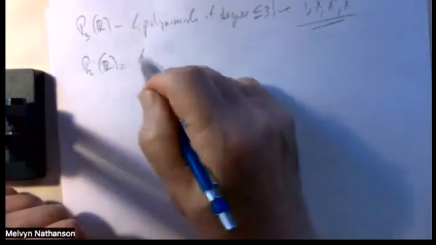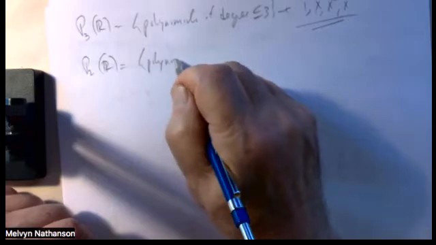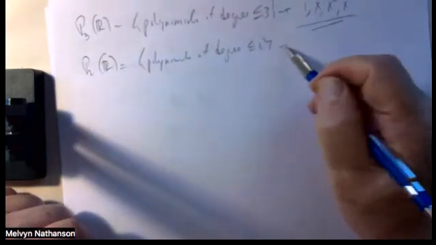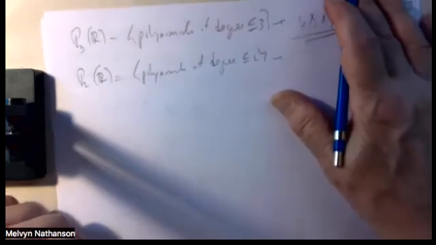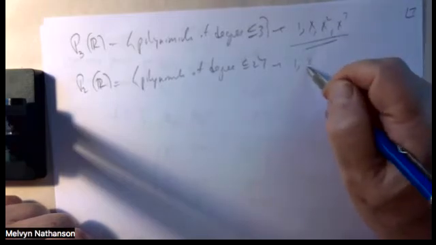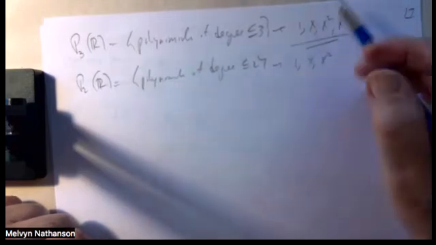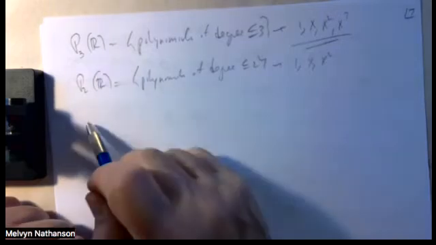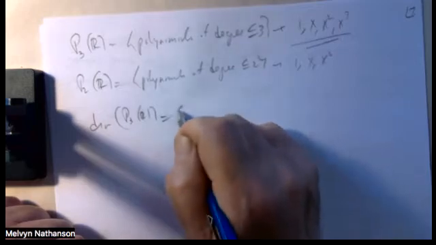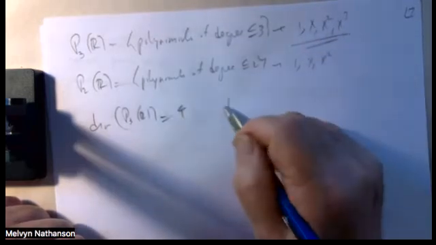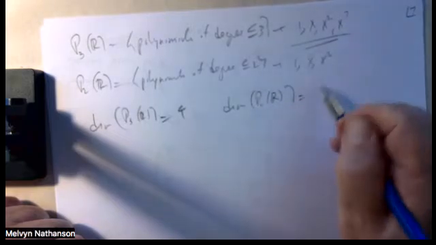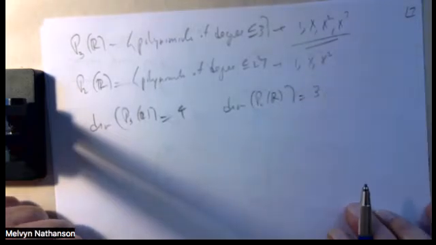For P2 of R, these are polynomials of degree at most 2. And every polynomial that's at most quadratic is a linear combination of 1, x, and x squared. So the dimension of P3 of R is 4. These 4 vectors form a basis. The dimension of P2 of R is 3. These 3 polynomials form a basis.